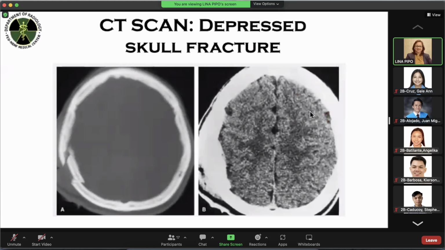Another example, so in here, as you can see, we have our bone window. This is the bone window and the brain window. So this is both axial CT scan. As you can see, this first image demonstrates a right parietal depressed fracture with overlying soft tissue swelling in here. Okay, the fracture is well seen when there is a wide window to enhance the contrast between the bone and the soft tissue. So, okay, in the bone window, we can appreciate the fracture.